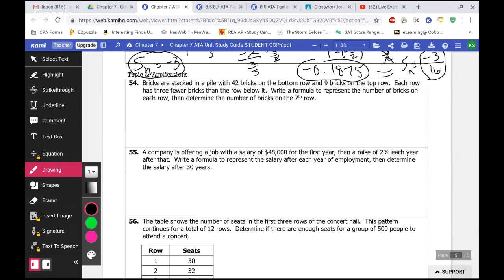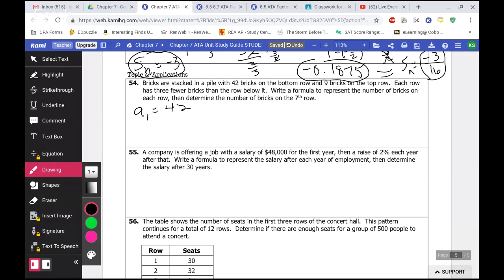Okay, bricks are stacked in a pile with 42 bricks on the bottom row and 9 bricks on the top row. Each row has 3 fewer bricks than the row below it. Write a formula to represent the number of bricks on each row, then determine the number of bricks on the 7th row. So we know that the first term is 42. So that's the first row. It says 9 bricks on the top row.